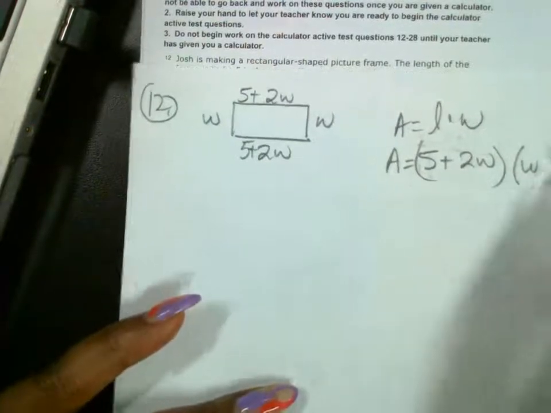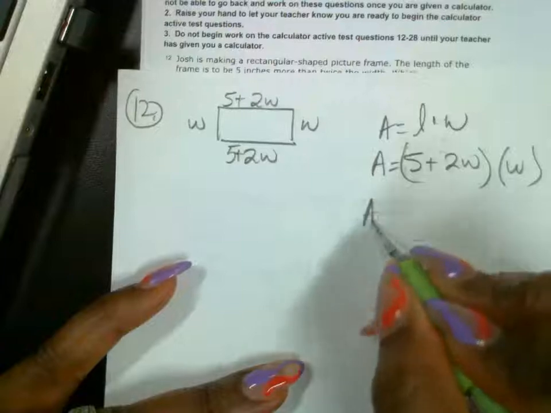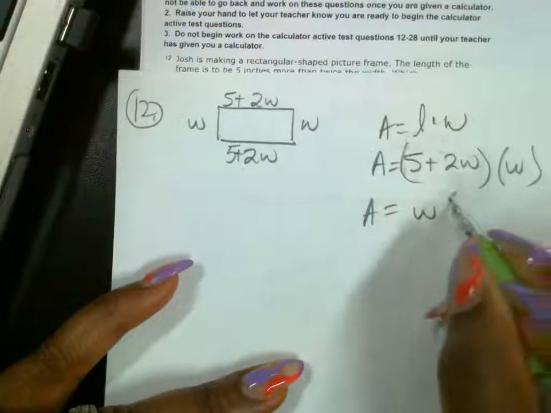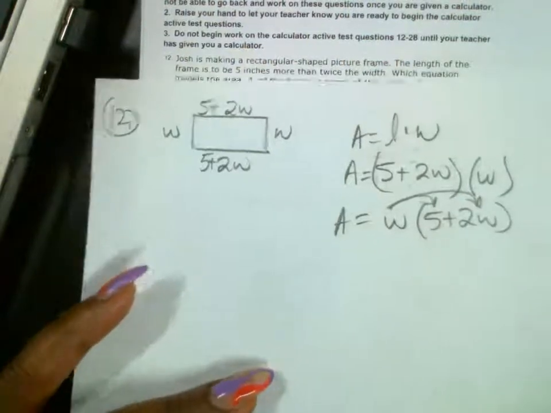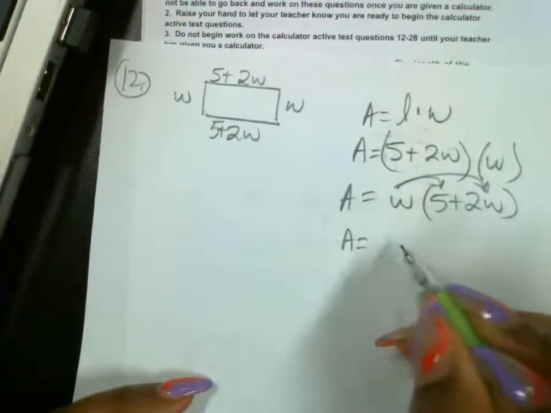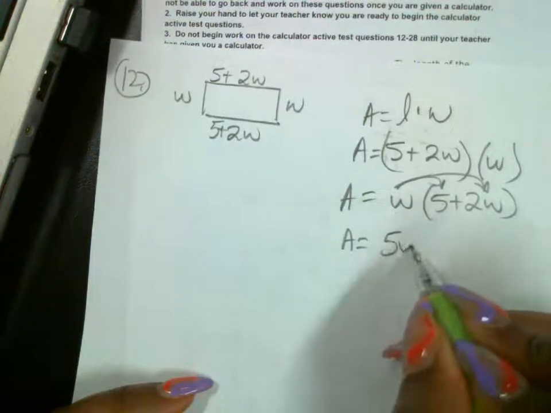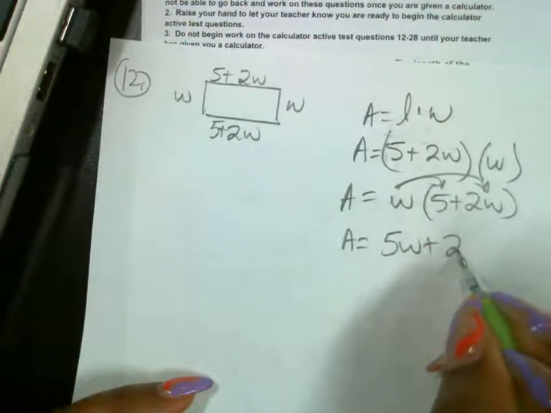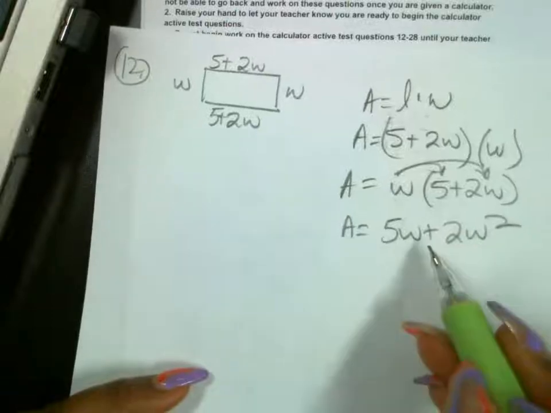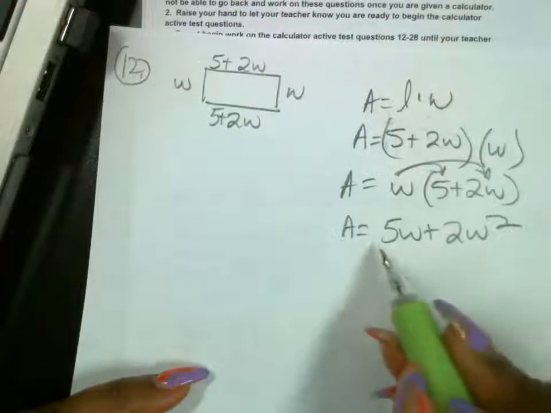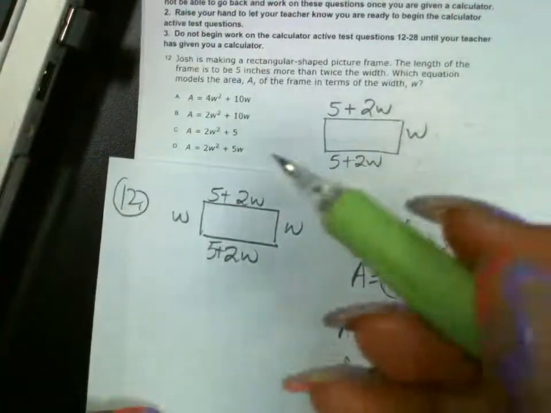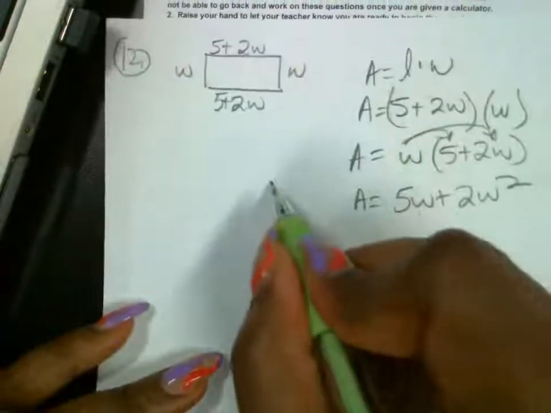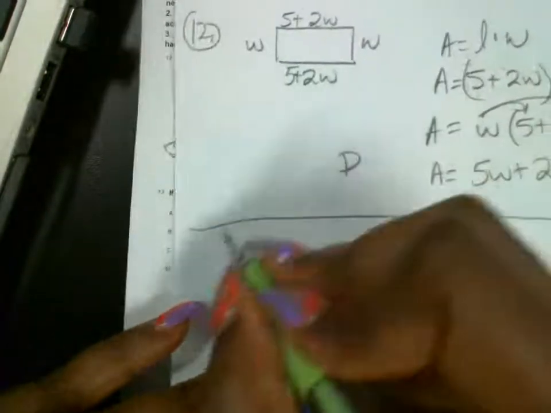So when I multiply this together, I'm going to distribute. I'm going to put the W first, okay? So W in the front, and then 5 plus 2W. That way I can distribute this way. So this is going to give me 5W plus 2W squared, or I can write the 2W squared first plus 5W. Okay, and so here it is right here, D. You see it? So D is going to be your answer.